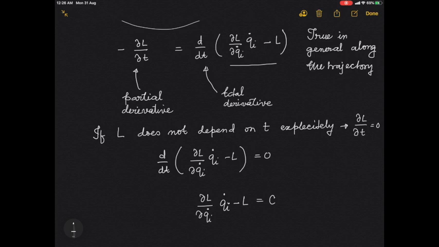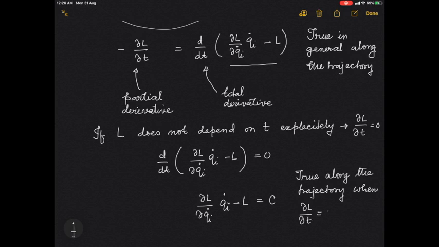So let me write the statement here clearly. This is true along the trajectory when the Lagrangian doesn't depend on time explicitly, that is del L del t equals 0. C is independent of time.